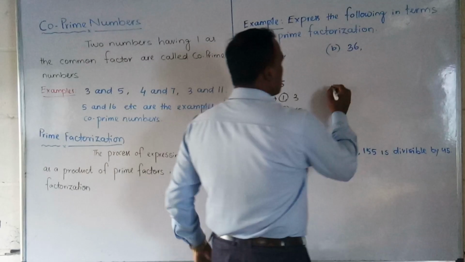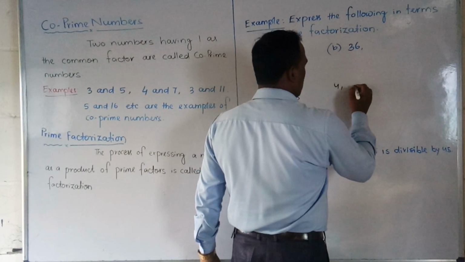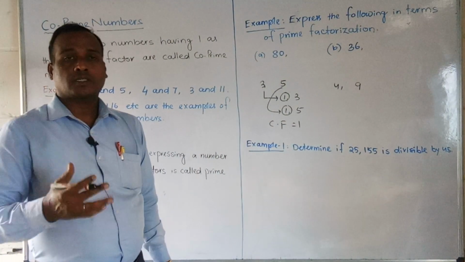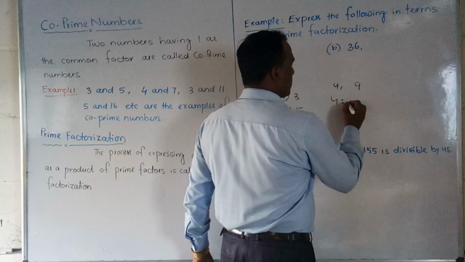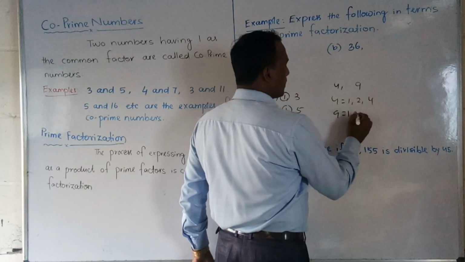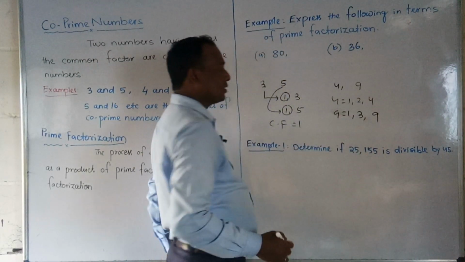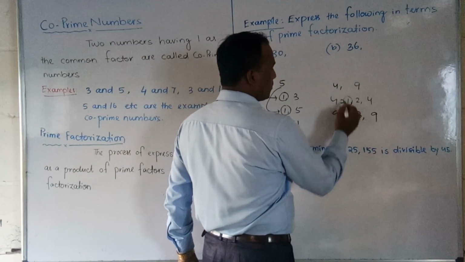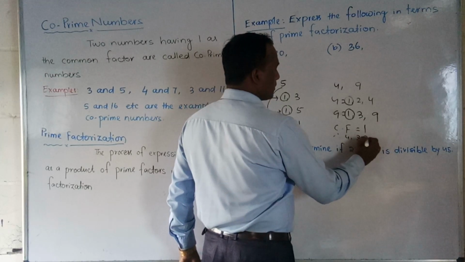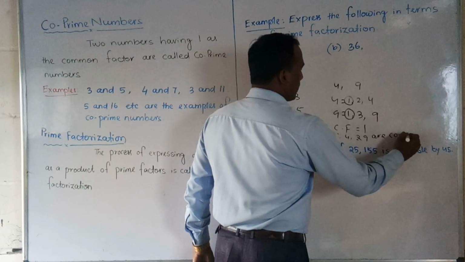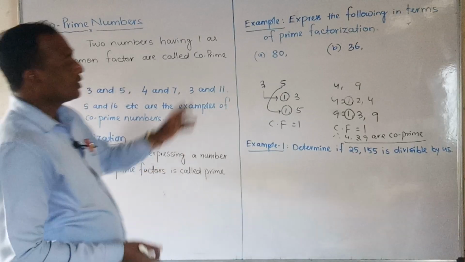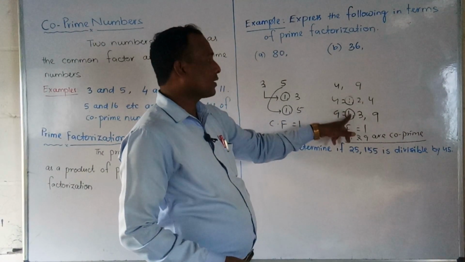Suppose I take another example, 4 and 9. You should find the common factors. The factors of 4 are 1, 2 and 4, and the factors of 9 are 1, 3 and 9. What is the common factor of 4 and 9? We can say 1 is the only common factor. Hence 4 and 9 are co-prime. Did you understand, friends? 4 and 9 are co-prime because their only common factor is 1.